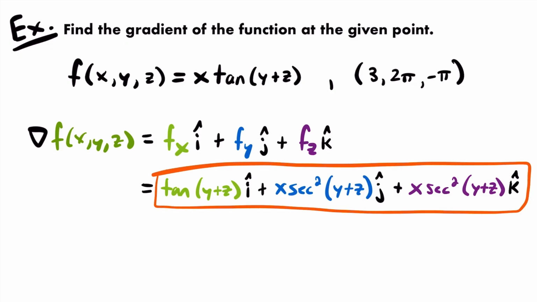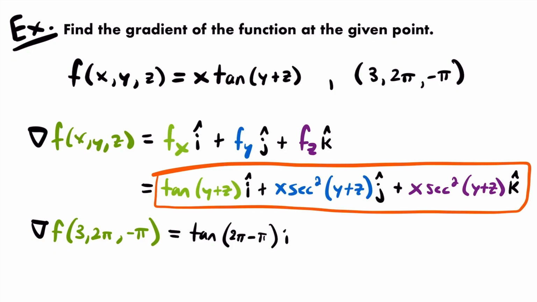for this function at this point 3, 2 pi, negative pi. So let's plug in those values for x, y, and z in this gradient vector. So we will have the gradient of f of 3, 2 pi, negative pi, and that will be equal to tangent of y plus z, where y is 2 pi and z is negative pi. So 2 pi plus negative pi is 2 pi minus pi, and that's multiplied by i.